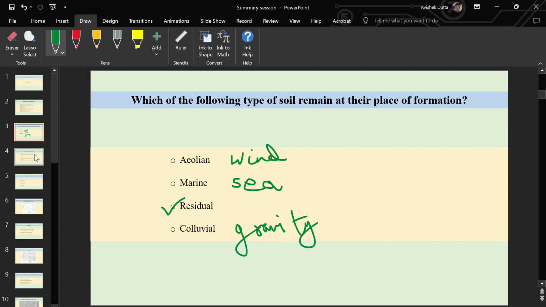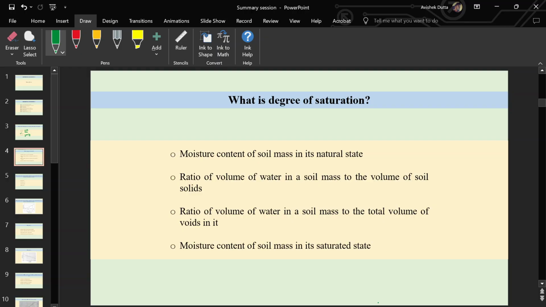All right. Let's see the next question. What is degree of saturation? Options are: moisture content of soil mass in its natural state; ratio of volume of water in the soil mass to the volume of soil solids; ratio of volume of water in the soil mass to the total volume of voids in it; or moisture content of soil mass in its saturated state. So what do you mean by degree of saturation? What is the definition?